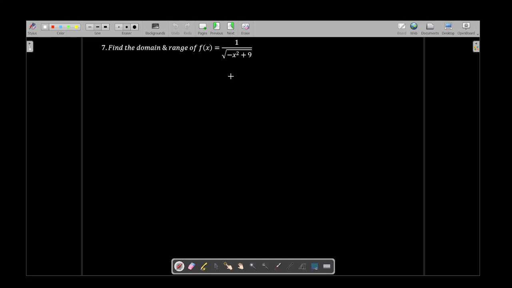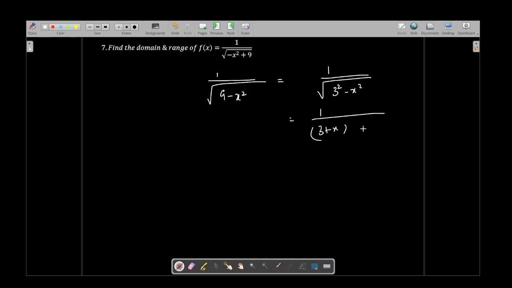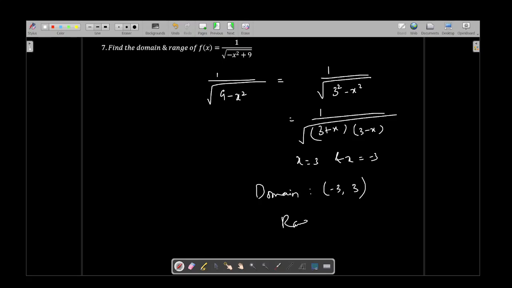Next problem is this. I can write this as 1 by square root of 9 - x², which is 1 by square root of 3² - x², and write (3 + x) and (3 - x) under the square root. So x = 3 and x = -3 are the roots. The domain is -3 comma 3, and I would encourage you to find the range of this function.